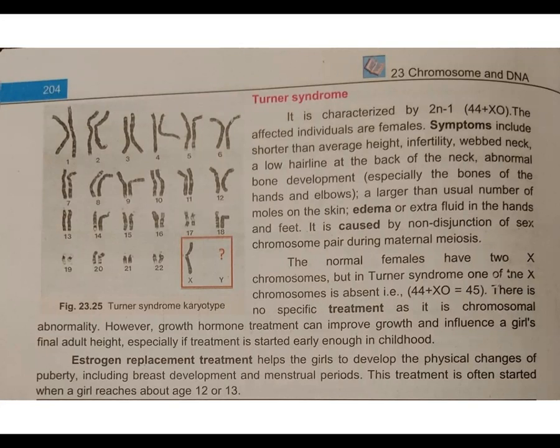As you can see in figure 23.25, for treatment, growth hormone can be given to improve height and growth, and it can influence a girl's final adult height, especially if treatment is started early. Estrogen replacement therapy helps the girls to develop the physical changes of puberty, including breast development and menstrual periods. The treatment is often started when the girl reaches about age 12 or 13.